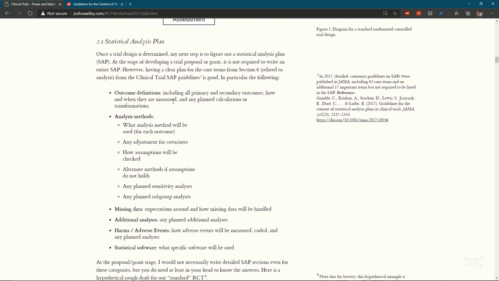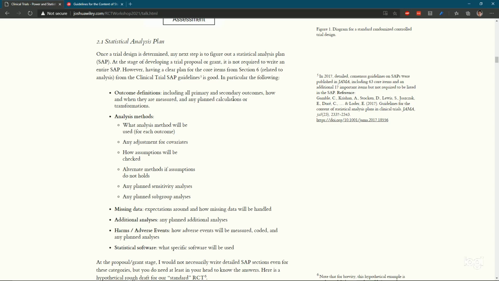The outcome definition. This means including all primary and secondary outcomes, how and when they are measured, any planned calculations or transformations. This is important because it determines things like what's the distribution. If we have a primary outcome that's continuous, say sleep duration, but a secondary outcome that's a survival outcome, time until someone develops insomnia or time until someone develops obstructive sleep apnea or something like that, then that's a very different kind of outcome and it will take a very different kind of analysis.